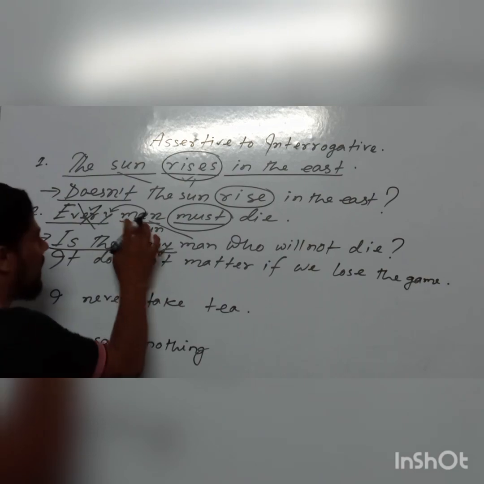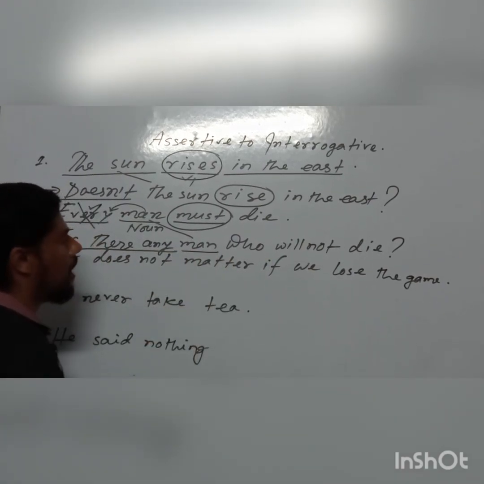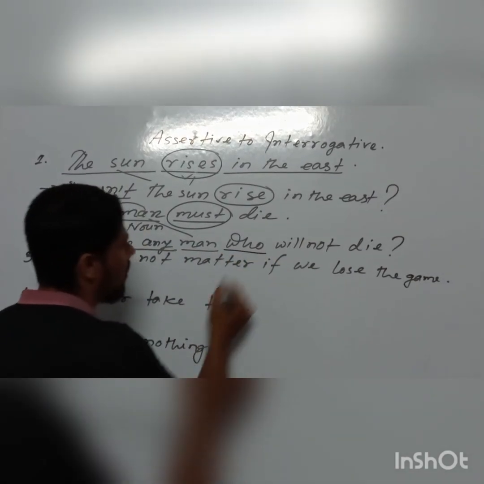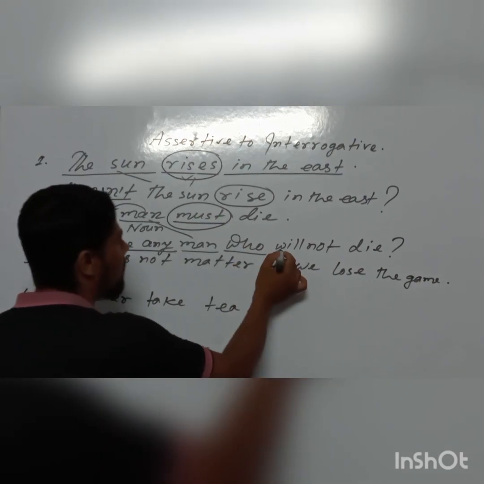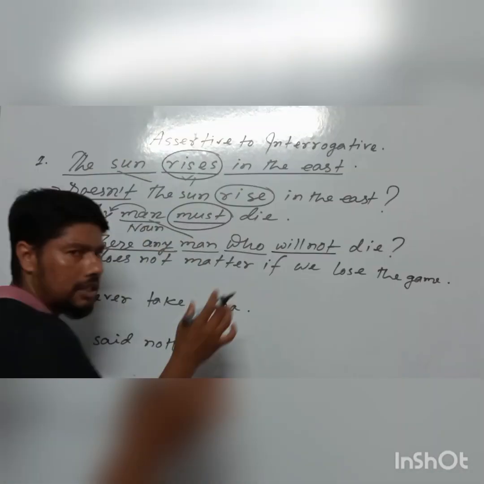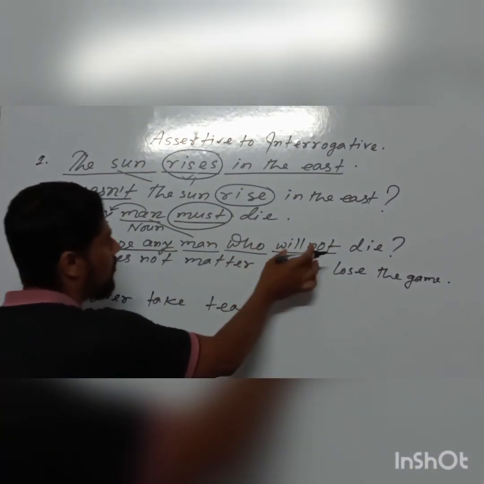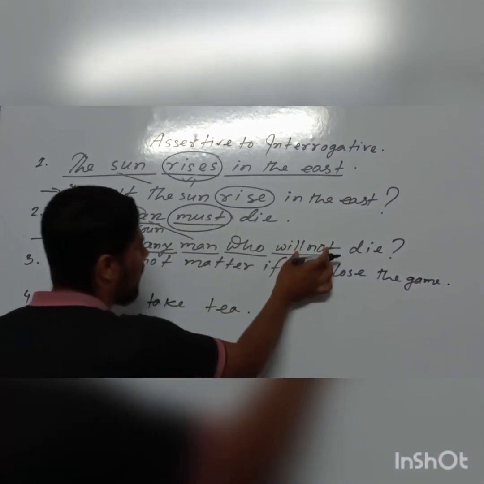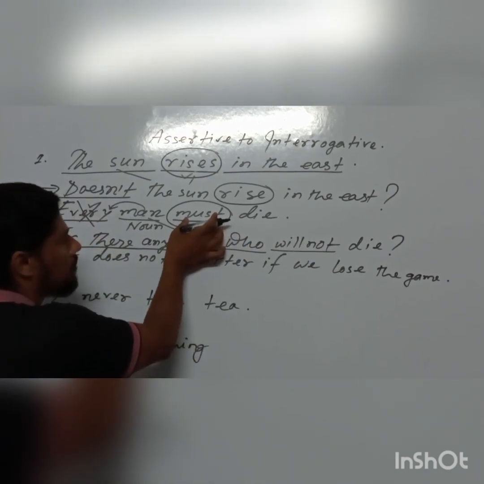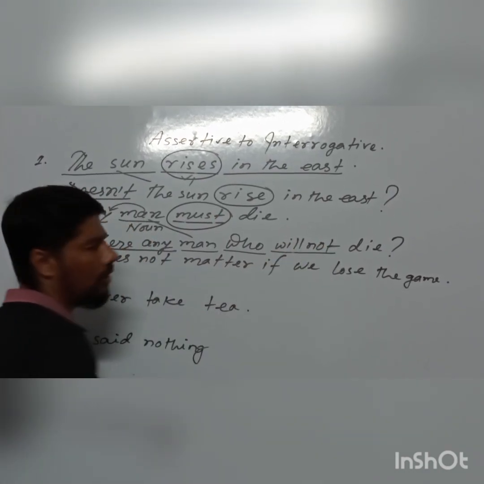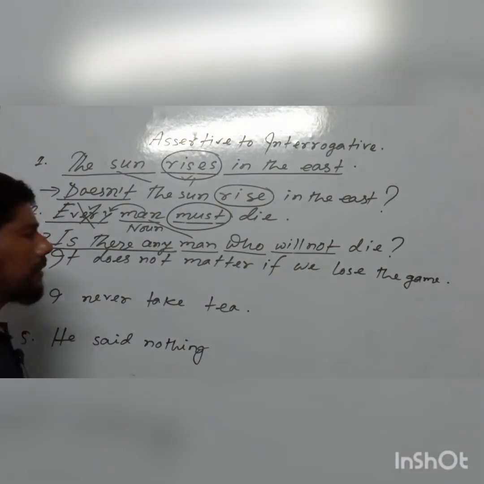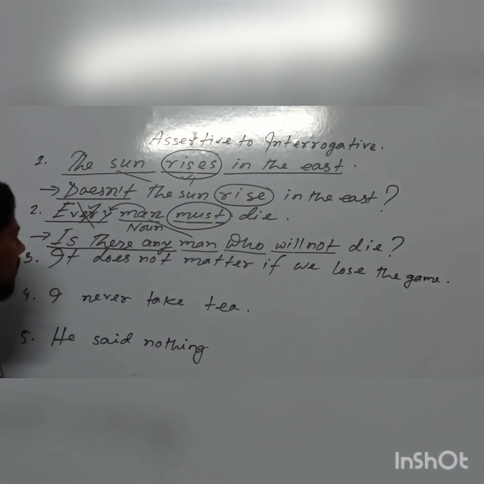Then you have to write the noun, and after that you have to take who, and then according to tense you have to take the helping verb with negative form. That is, if the tense is present indefinite, then you have to take does not, for past indefinite did not, and must indicates future. That's why here will not. I hope you have understood the rule. So let's go for the third rule.